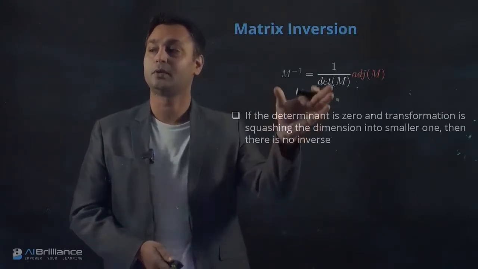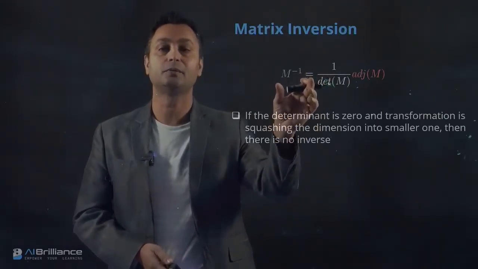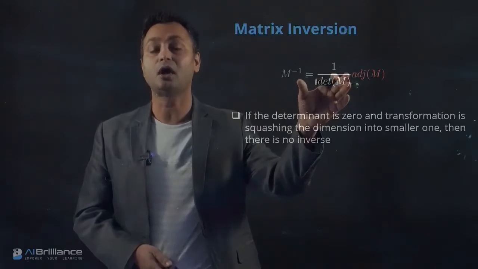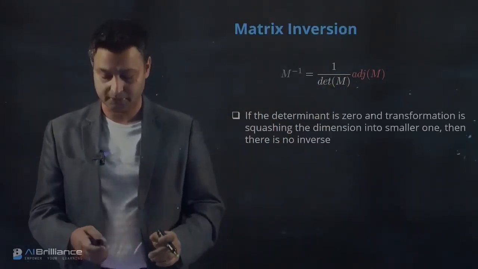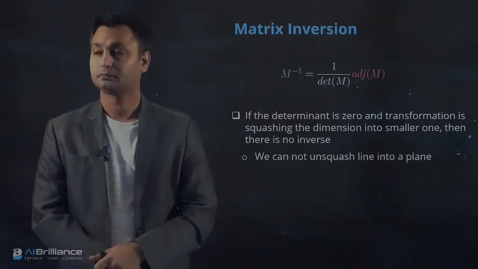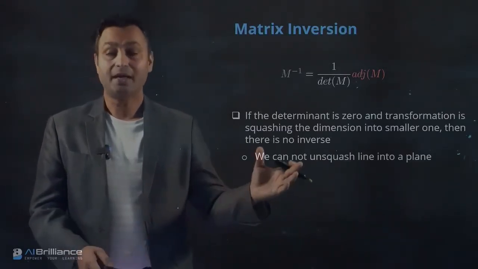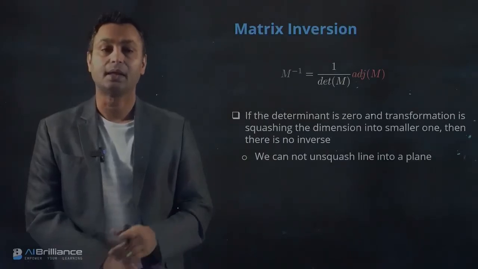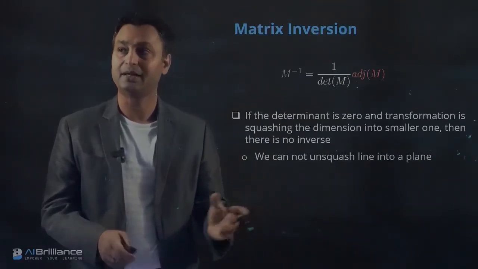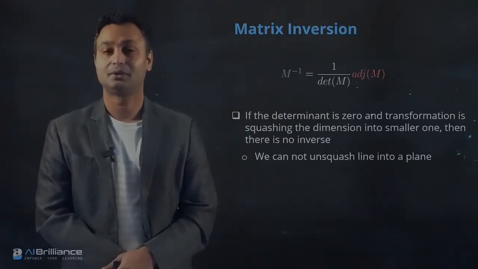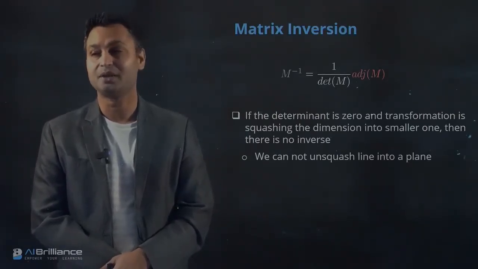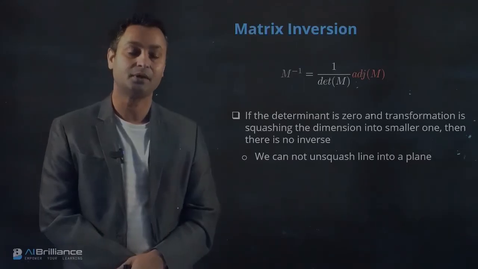So for this operation to be meaningful, or for the inversion of a matrix to exist, the determinant of the matrix has to be non-zero, and that's an important concept that we should remember. Okay, again, why? Because we cannot unsquash a line into a plane, and that's why geometrically this is not feasible, and that's why the inversion is not meaningful if the determinant of that matrix is 0.